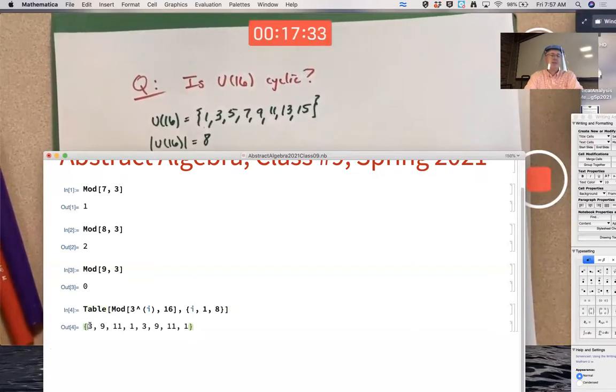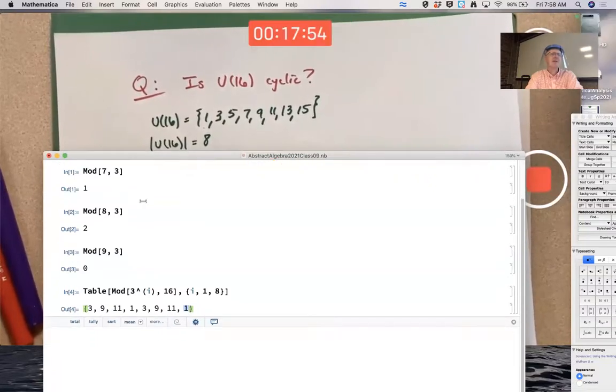So here's 3 to the first power, here's 3 squared, 3 cubed is 27, mod 16 is 11, 3 to the 4th is back to 1 like we saw. 3 to the 5th would be 3. 3 to the 6th would be 9. 3 to the 7th would be 11. It's cycling. That's why these things are called cyclic groups. 3 to the 8th would be back to 1.